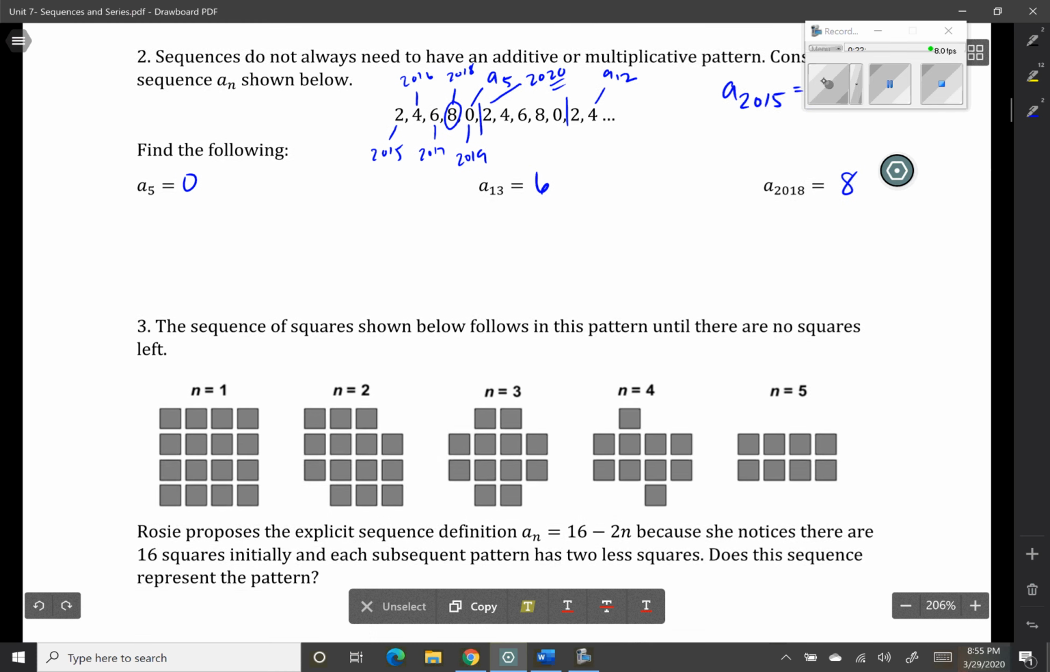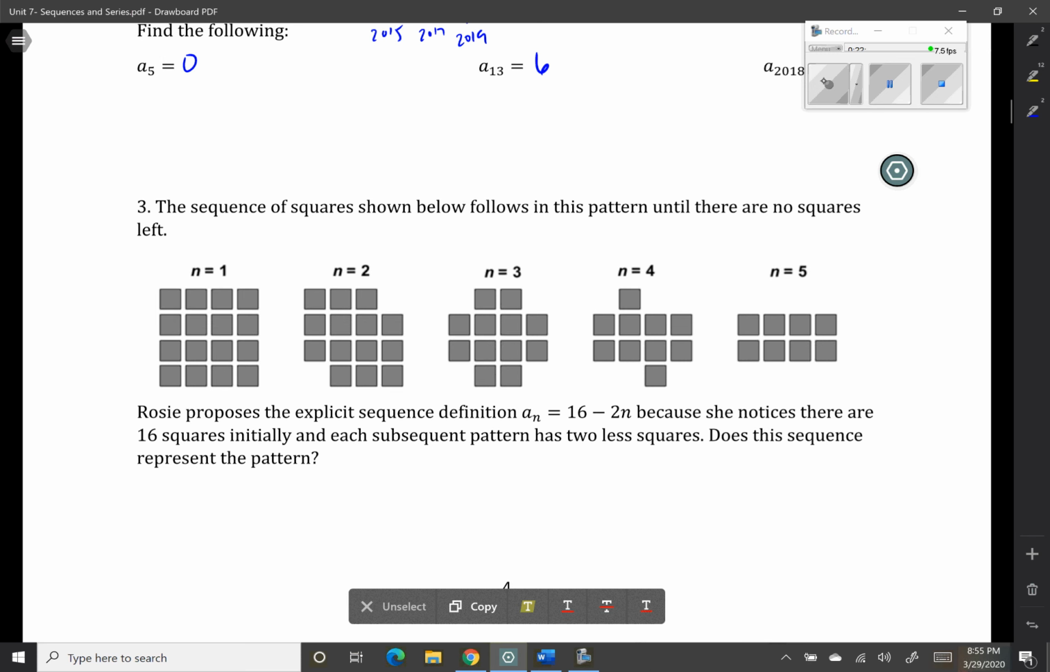Let's take a look at number 3. Number 3 gives us a sequence here shown by little boxes or tiles, whatever you want to say, squares. So it says the first term of the sequence, so this would be A sub 1, is 16. The second term of the sequence, A sub 2, has 2 less boxes, so that would be 14. The third term of the sequence has 4 less boxes than the original, so that would be 12. A sub 4, this has 10. And A sub 5 has 8. So we can see each time the number of boxes is going down by 2.